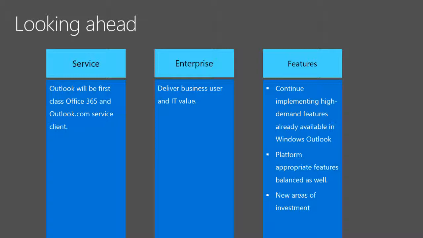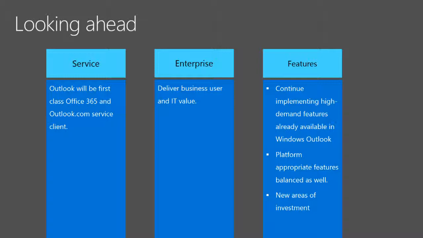And the third one is the feature set. This third one is probably our biggest bucket, because we get a lot of requests around things that are already available on Windows Outlook, and that's where most of the requests come in. Things like voting buttons come up. What I want to point out here is that we will continue implementing those high-demand features. As I showed, we picked up side by side, it's out there already. We picked up propose new time, that's out there, and we'll continue going down that list.